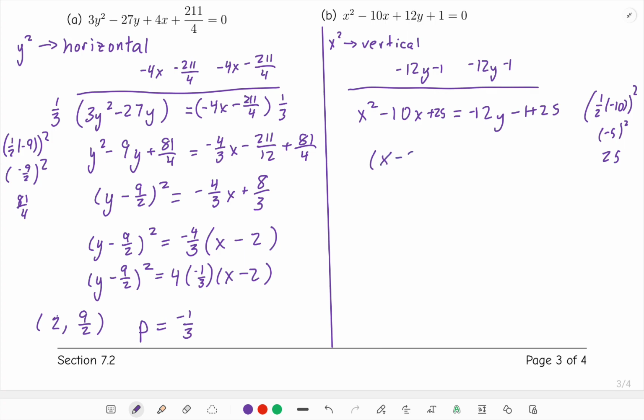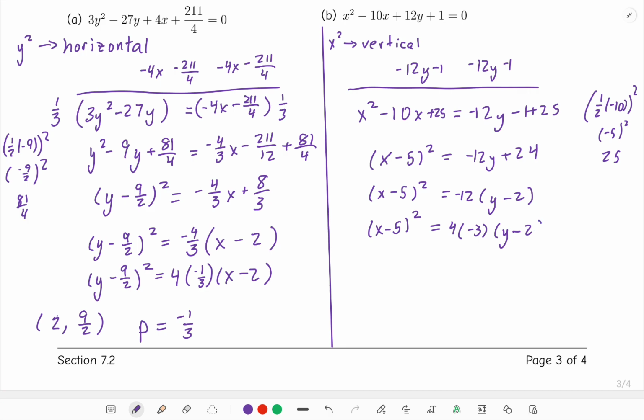This factors into x minus 5 squared. This becomes negative 12y plus 24. Factor that negative 12 out. Factor that 4 out again. Again, this isn't part of the directions. I'm doing this as an extra part so I can identify what P is. So our vertex is 5, 2, and P is negative 3.